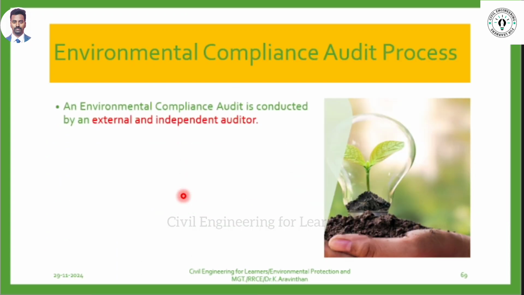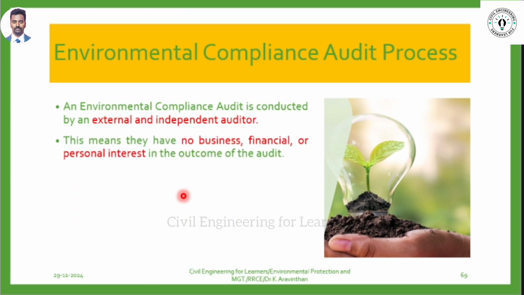So what is the process? There are three processes in an environmental compliance audit. Generally, they have to follow ISO 19011 for the audit. In that, they have three steps. What are they? The preliminary stage, the evaluation stage, and the post-audit stage. So there are three stages which I will explain.